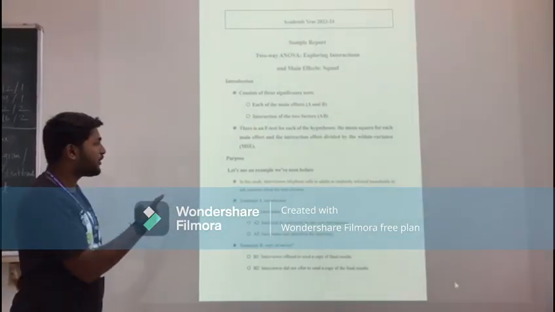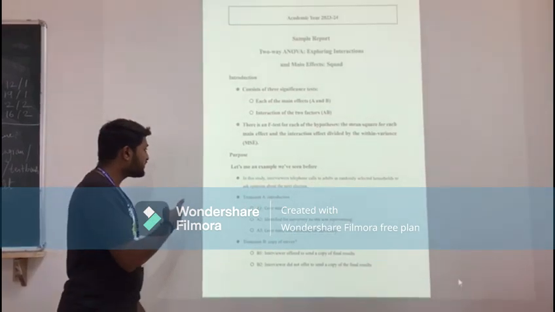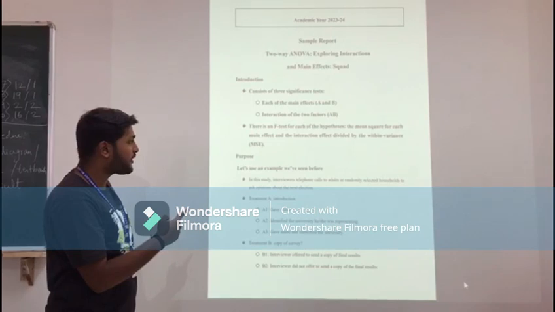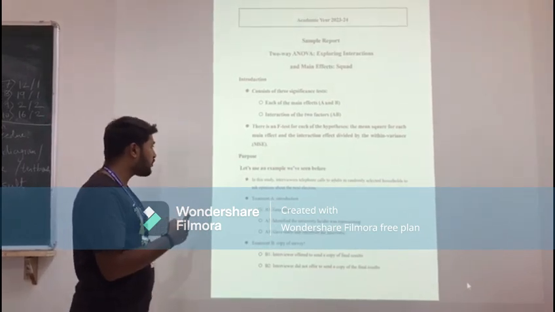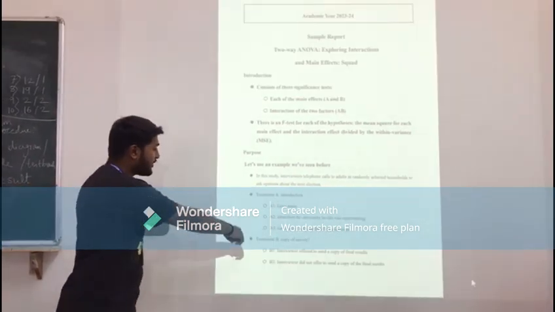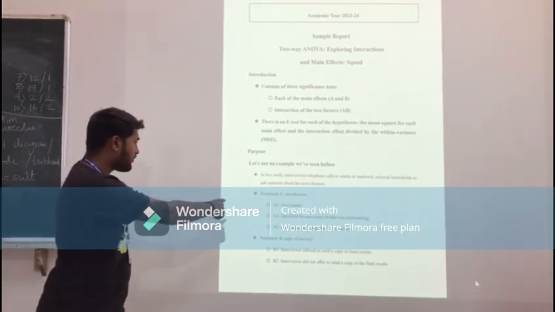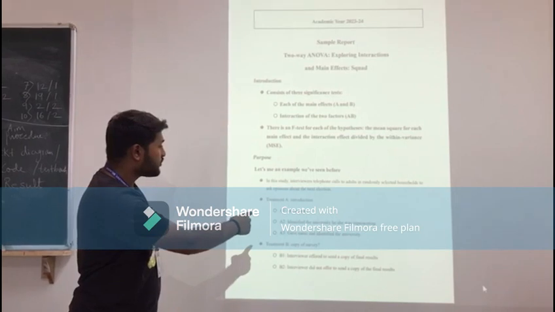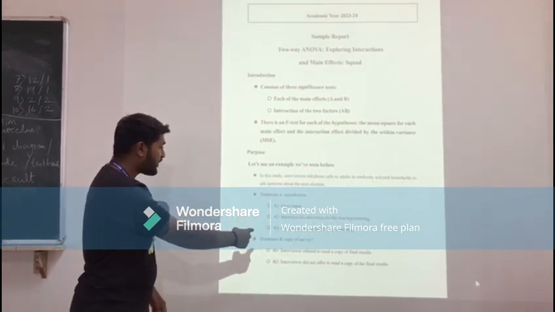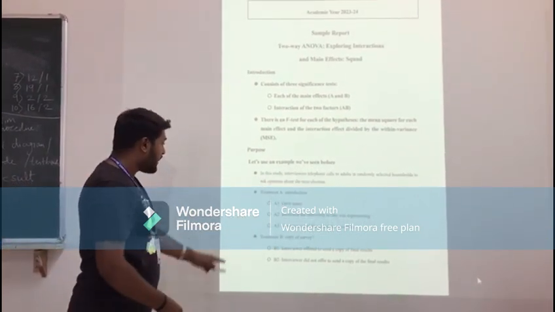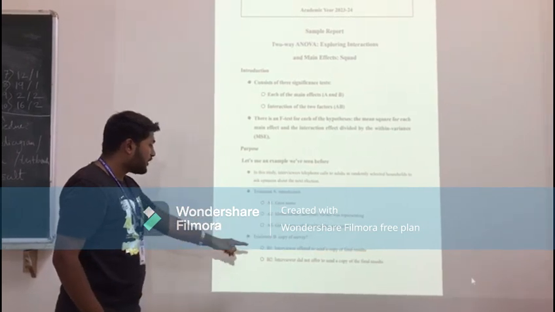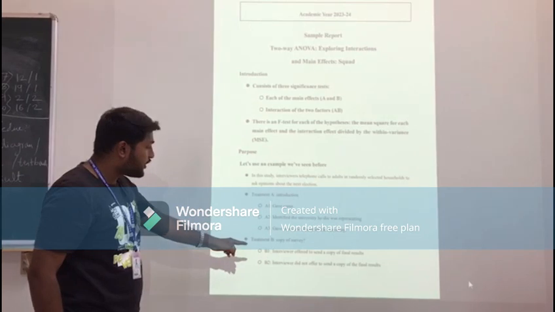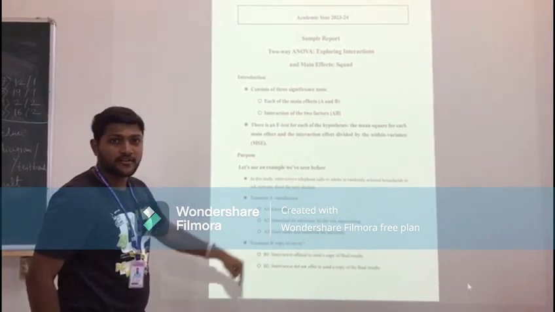Let us use an example we have seen before. In this study, telephone calls were made to adults in randomly selected households to ask opinions about the next election. There is treatment A and treatment B. In treatment A, the interviewer gave a name and identified the university, and in treatment B, the interviewer offered to send a copy of the final survey result, or did not offer to send a copy of the final result.